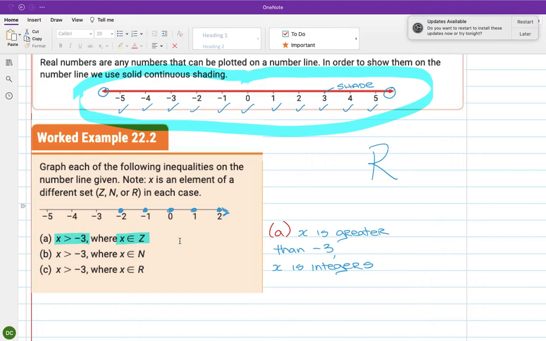And then, do we need to shade in the line, or is it only whole numbers? Since it's integers, it's only whole numbers, so we don't shade in the line. It said greater than -3 as well, so it didn't give me an option for it to be equal to -3, which is why I didn't include -3. I just went with the first number that's greater than -3, which is -2.